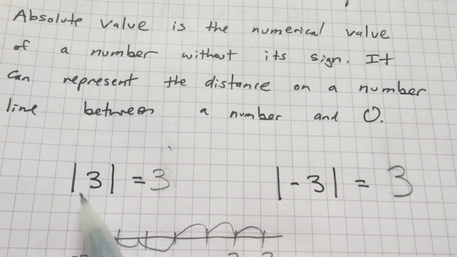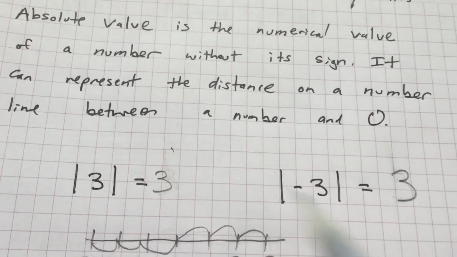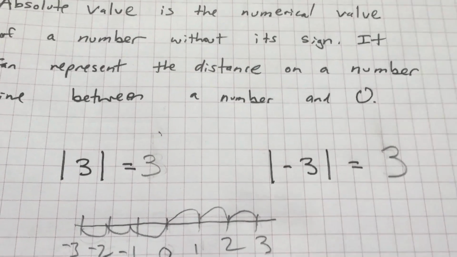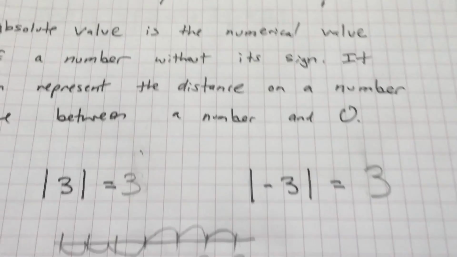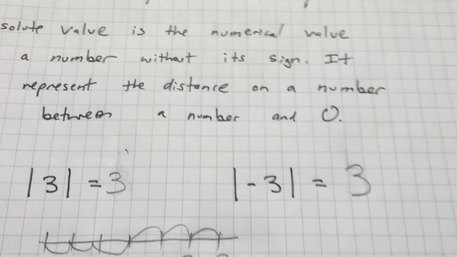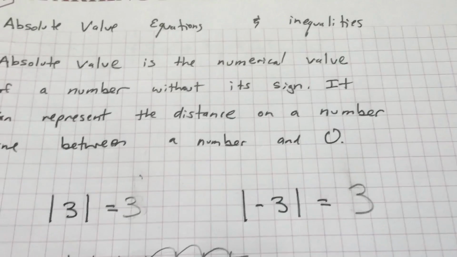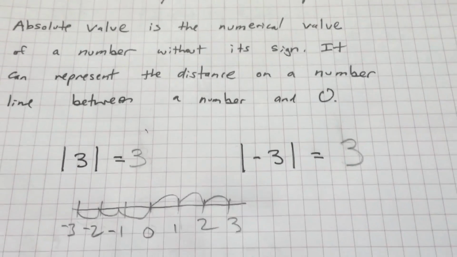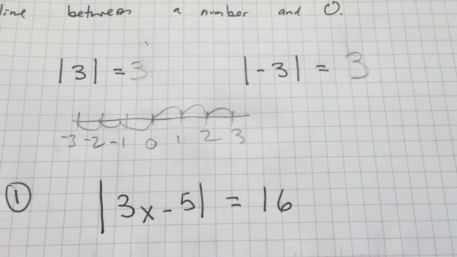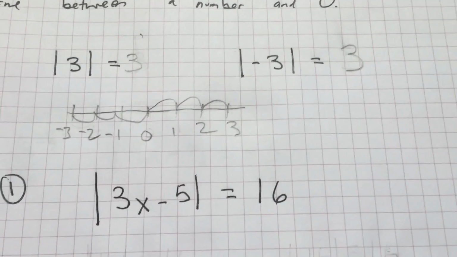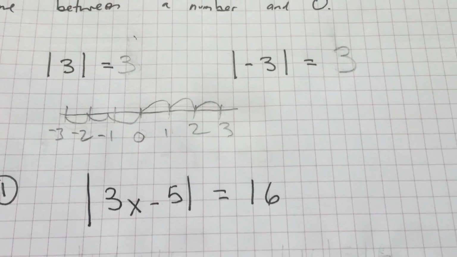So no matter what is inside our absolute value, whether it's a positive number or a negative number, the answer will always be a positive number. So knowing that, let's go ahead and solve absolute value equations. Here's our first equation: the absolute value of 3x minus 5 is equal to 16.